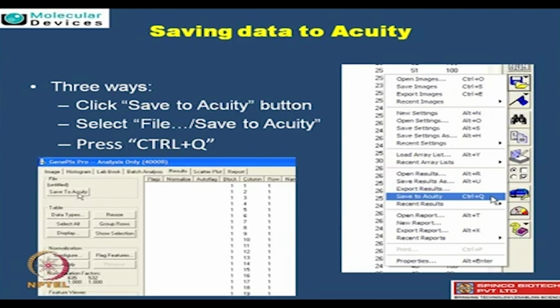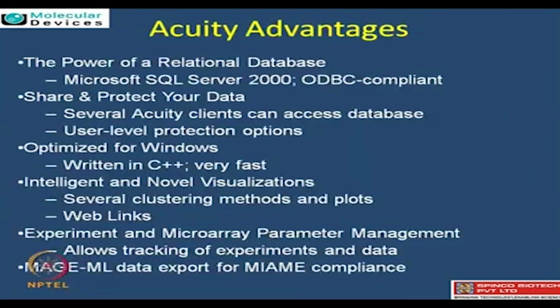Sure. To begin with, Acuity is a bioinformatics software. So it gives you the power that whatever basic analysis you have done through GPR can now be further taken for analysis. Acuity advantages. So let us quickly look at a few of the Acuity advantages. It is actually a client server relational database. So we give MS SQL 2000 with this, which allows you to save the data on servers.